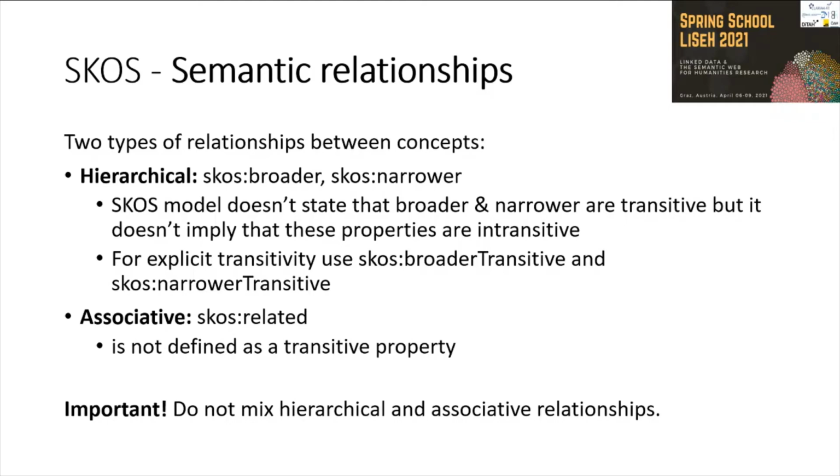And the second type of relationship is the associative relationship that is established with the property SKOS related. This type of relationship is not defined as a transitive property. This means that if concept A is related to concept B and concept B is related to concept C, it doesn't mean that concept A and concept C are related.